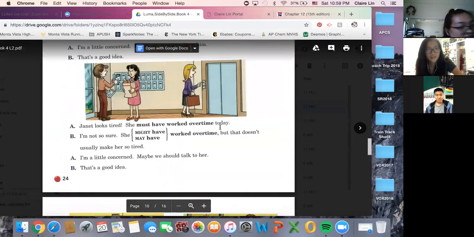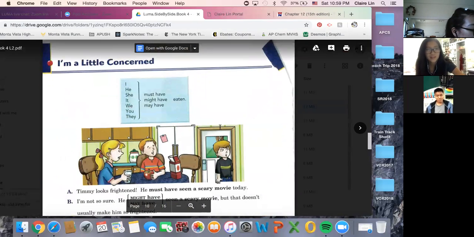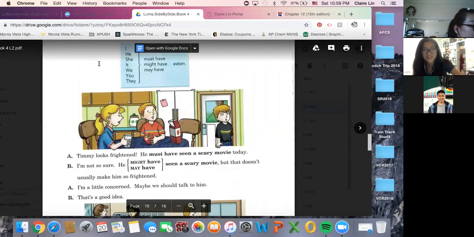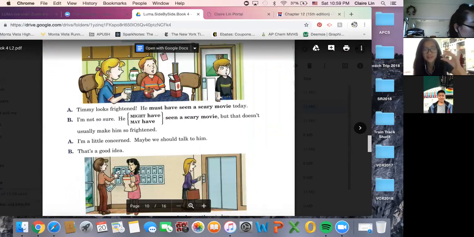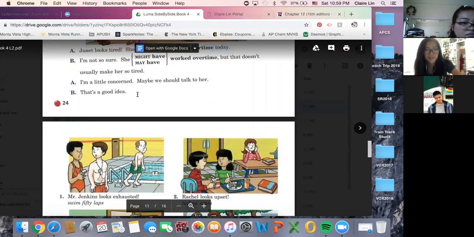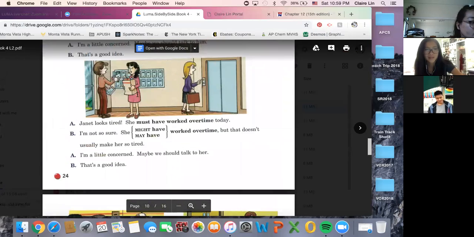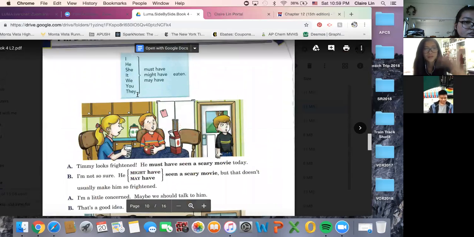Okay, so the next few pages are more application of this. This one is talking about, I'm a little concerned, is like, 就是, using must have, might have, may have in a situation where you're showing concern. So 你在担心别人的事. It's just applying it, but it's the same grammatical structure. So if you wanted to look through that later. But it's exactly the same. It's kind of testing which one you use.